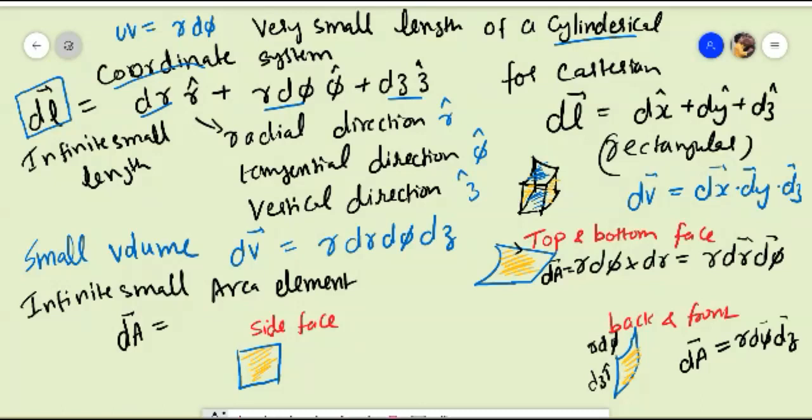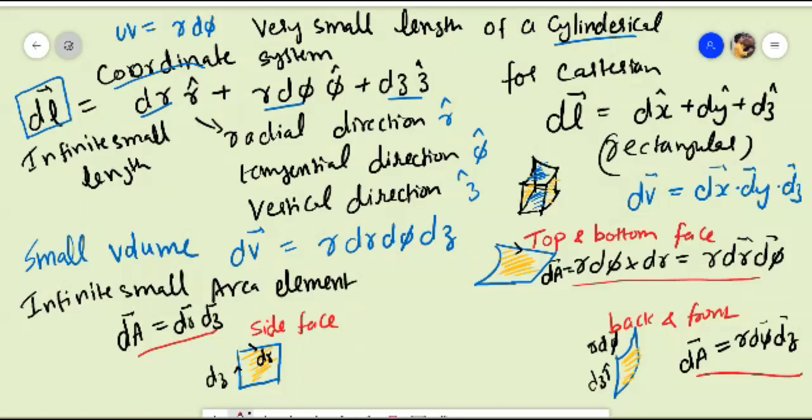And then lastly, if we talk about our side faces, the side area, we have our dr and dz. This is our dz element, and this is our dr element. So the area will be equal to dr r-cap multiplied by dz z-cap. So now we got our three areas. These are our three small area elements for the cylindrical coordinate system.